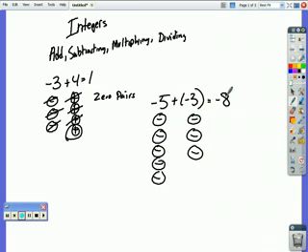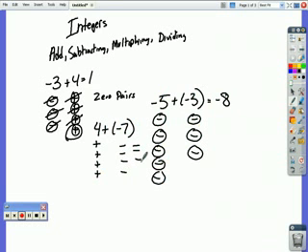If I had a situation like 4 plus -7, same thing as earlier. I have 4 positives. I have 7 negatives. And again, I create a 0 pair here. 1, 2, 3, 4 0 pairs, and what's left is my answer, which is 3 negatives. So this is what we do for addition.